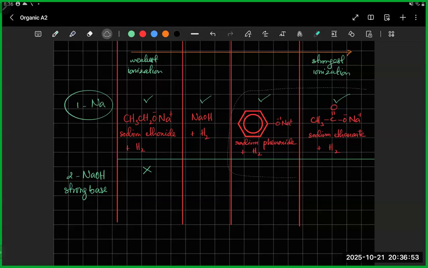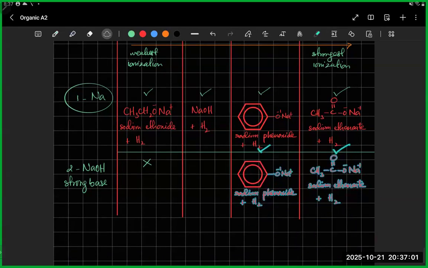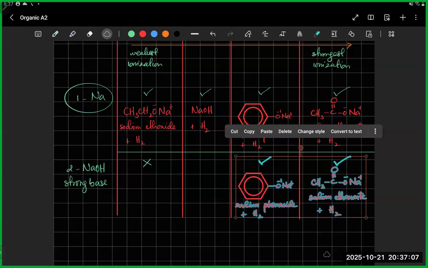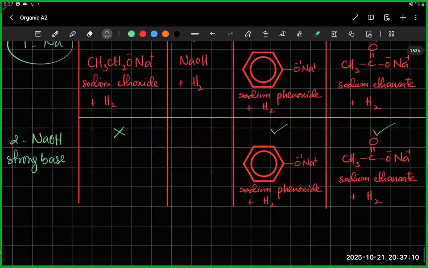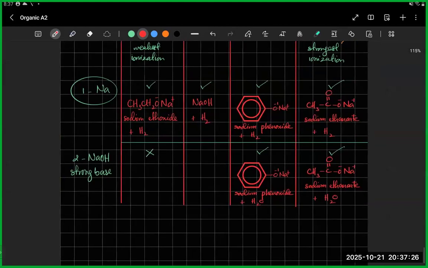So you're kind of getting the same thing, with one difference: it's not going to be H2 that's produced now. It's going to be water that's going to be produced. Okay, so you'll get the exact same salt, but metal hydroxides, they produce water.